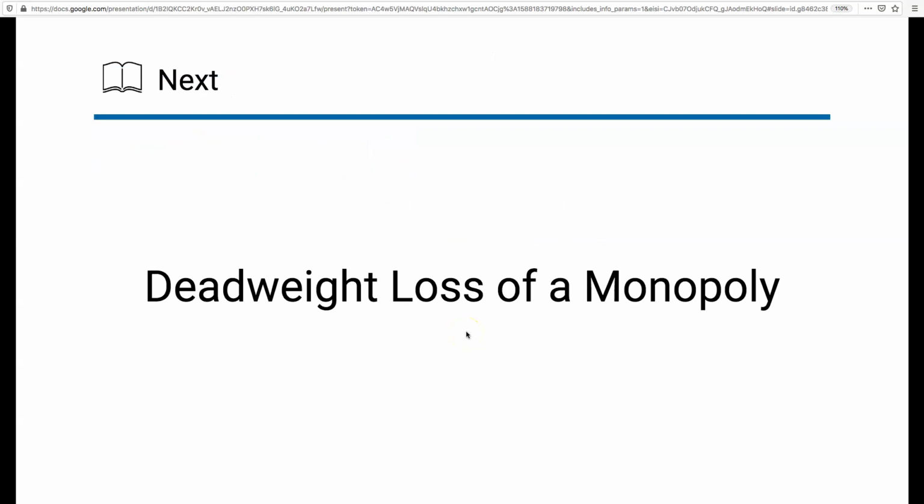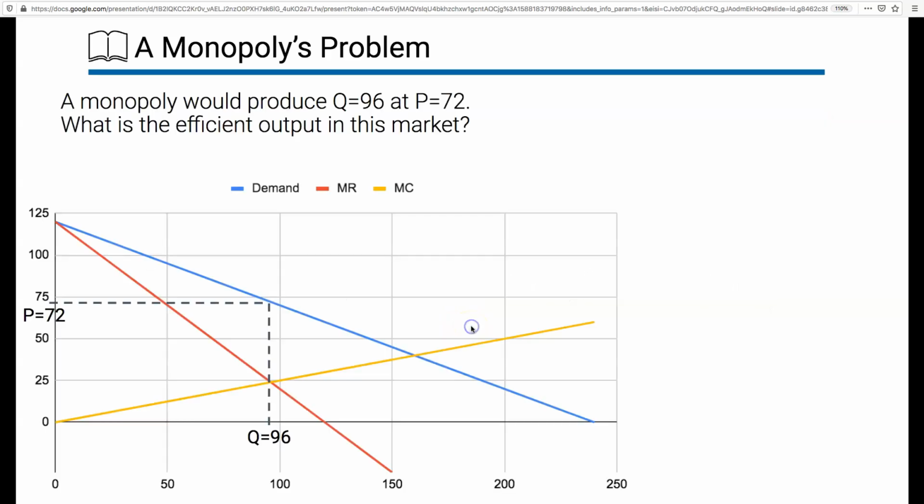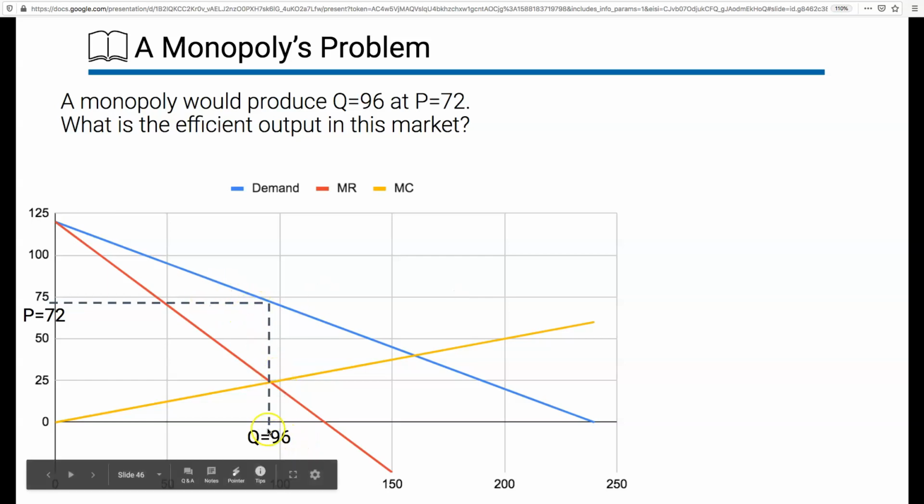And finally, the last thing that I'd like to talk about today is the deadweight loss of a monopoly. So again, let's look at the profit maximizing problem of a monopolist. Here's the graphical solution. Quantity 96, price 72, and quantity occurs where marginal revenue equals marginal cost. That doesn't look great because there are all these additional units of output that can be produced and that can potentially make market participants happier.